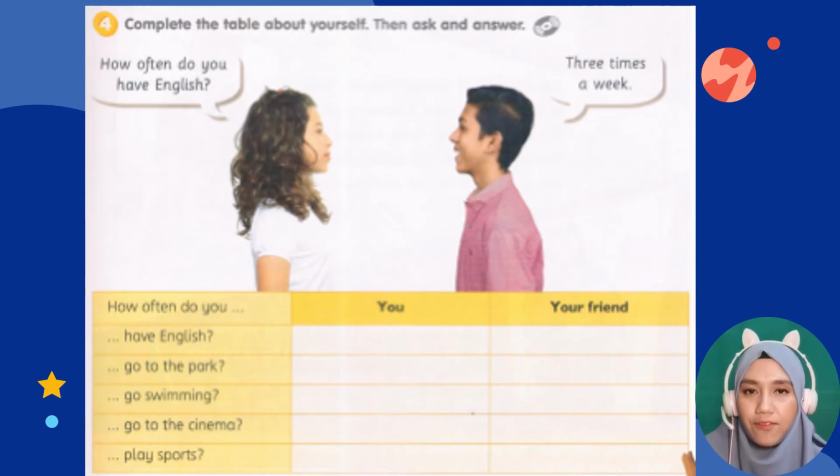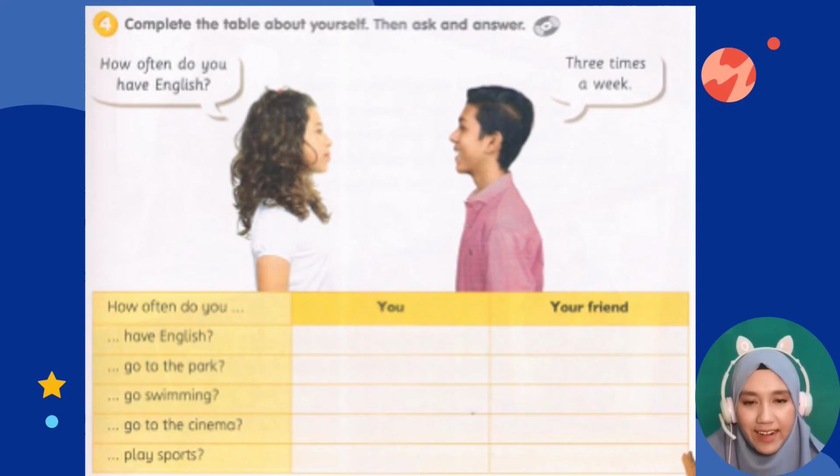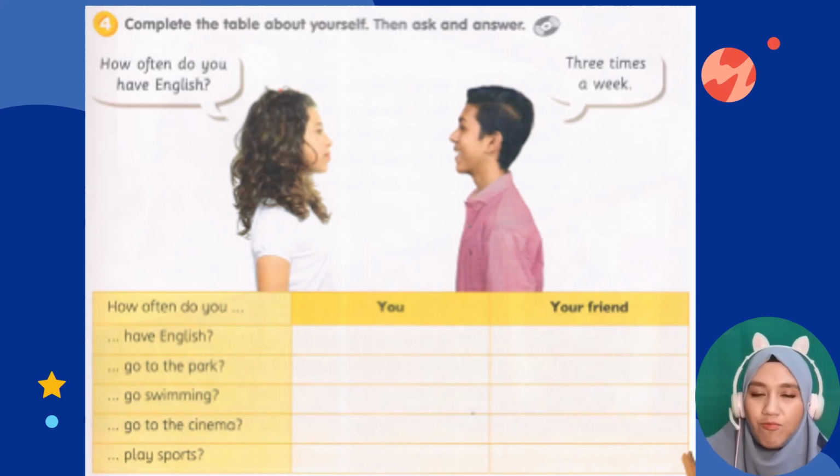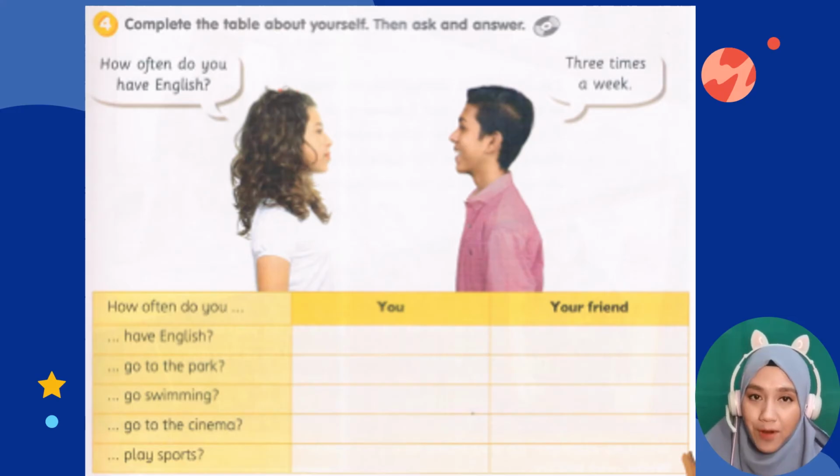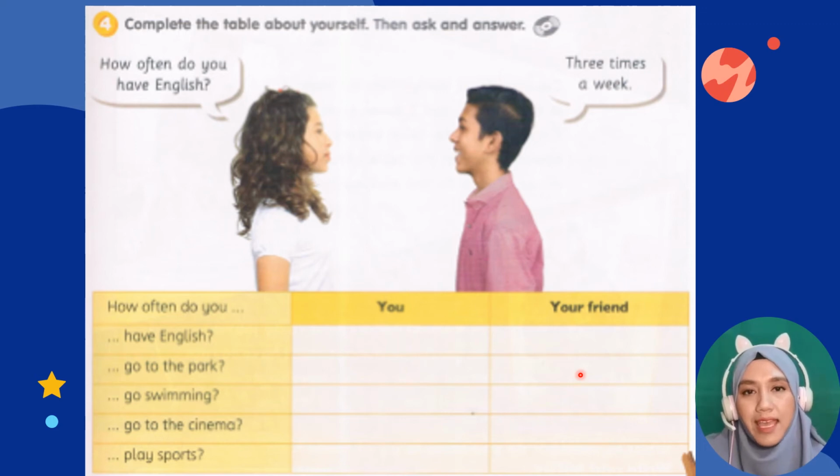First, ask yourself first. Okay, you ask yourself, how often do you have English in a week? How often do you go to the park in a week? How often do you go swimming? If you never go swimming, you should answer never. Correct. How often do you go to the cinema? Because we are in a lockdown or PKP, you must not have gone to the cinema for a long time. Am I right? And then the last one, ask yourself, how often do you play sport? After you finish completing the timetable about yourself, then you ask your sister or your brother about their timetables and activities.